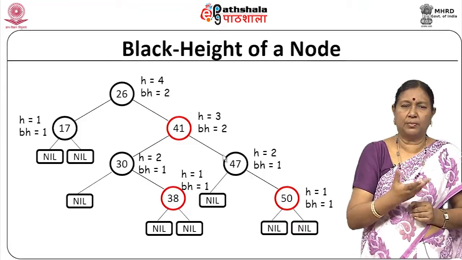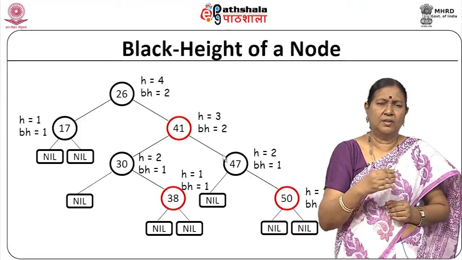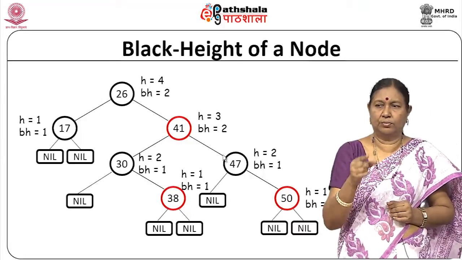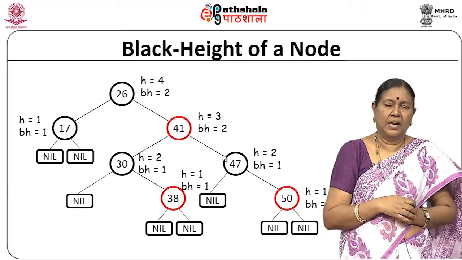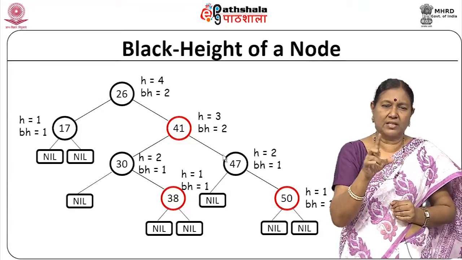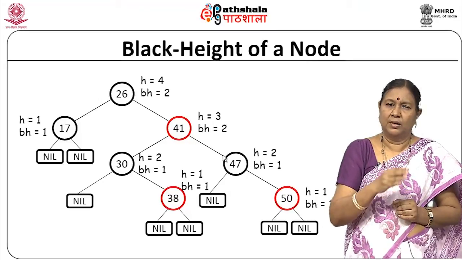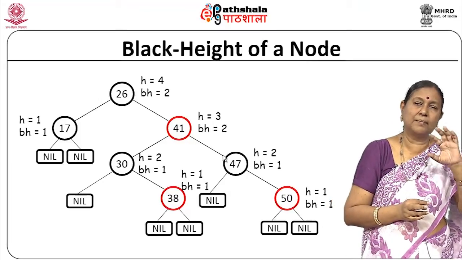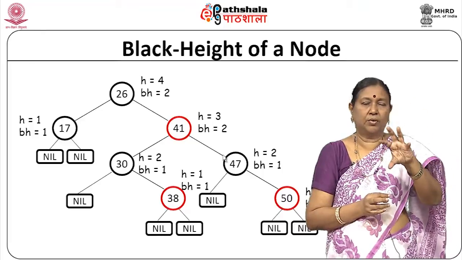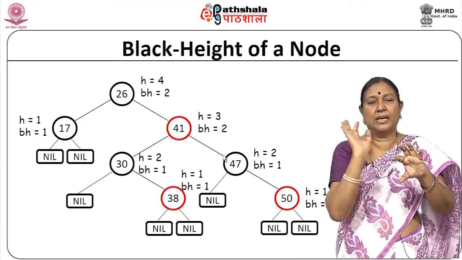Now, if you take 41, you have 47 and nil as the two black nodes. So, you have black height is 2. If you take 27, you have 47 and nil only. So, the black height is 2. You understood what is black height? So, black height is number of black nodes from the node to the leaf excluding itself.